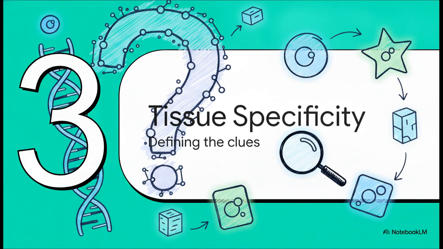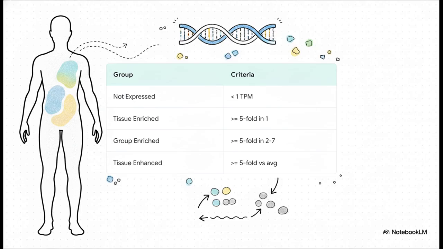All right, Section 3, defining tissue specificity. But how do we actually define what makes a gene tissue specific in the first place? Well, the Human Protein Atlas algorithm uses a really strict classification matrix to categorize every single gene. This is based on expression levels, which are usually measured in transcripts per million, or TPM, and fold changes. If a gene has an expression level less than 1 TPM across the board, it's simply categorized as not expressed. But look at the strict criteria for actual enrichment. A gene is considered tissue-enriched if it has an expression of at least 1 TPM, and its expression is at least 5-fold higher in one particular tissue compared to all the others.